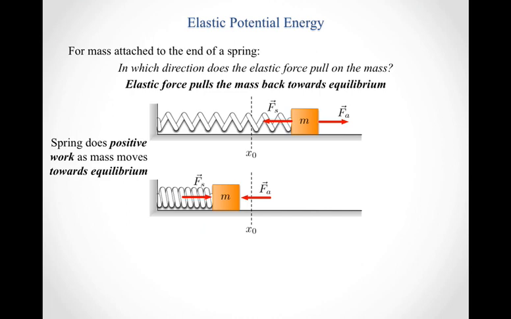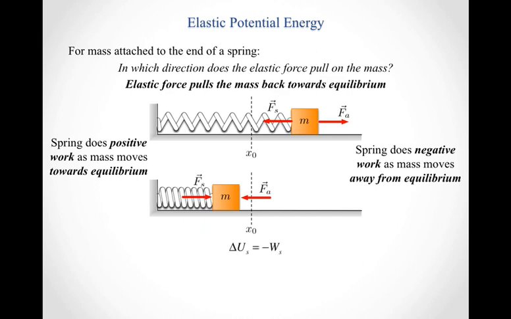So in that case, you're moving with the elastic force, and the elastic force does positive work. If you move away from equilibrium, well, now you're moving against the elastic force, and so that spring will do negative work under those circumstances. Given my definition that the change in the elastic potential energy is equal to negative the work done by the spring, if I know what kind of work the spring does based on how I move my mass, then I can figure out how my elastic potential energy is changing.